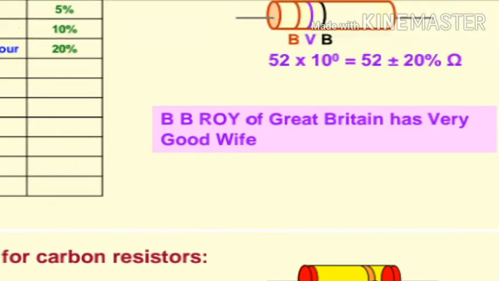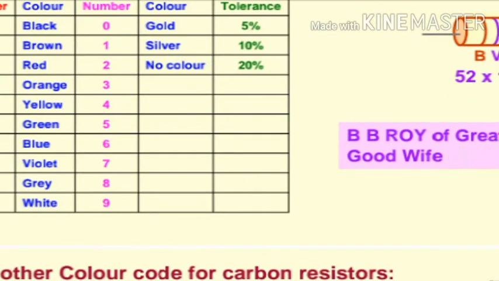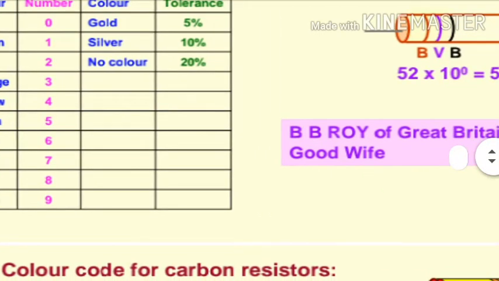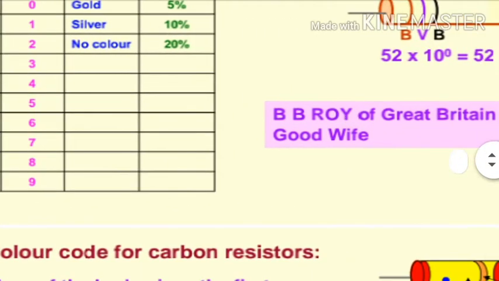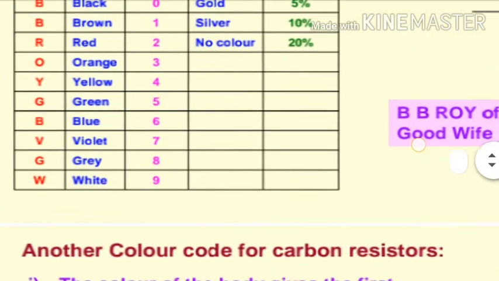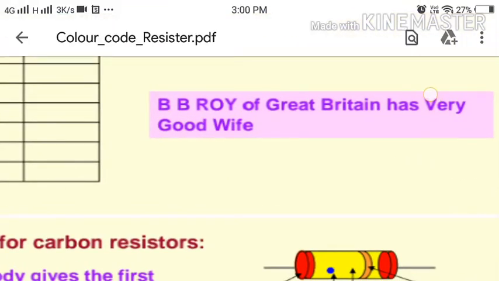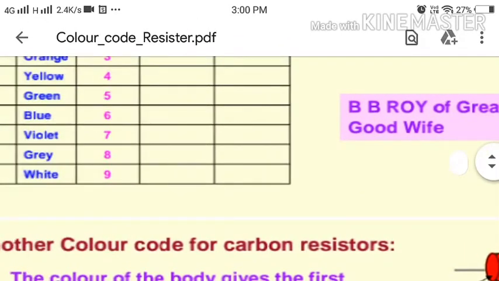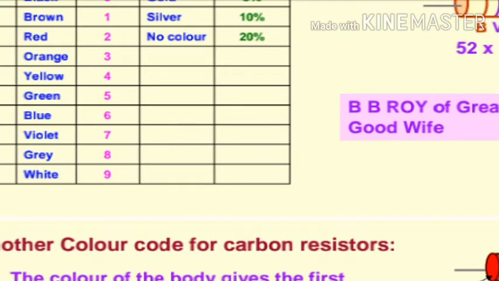It means the first B indicates the color black, the second B indicates brown, R indicates red, O indicates orange, Y indicates yellow, the G of Great indicates green, and the B of Britain indicates blue, the V of Very indicates violet, the G of Good indicates gray, and the W of Wife indicates white. So this is a simple method.